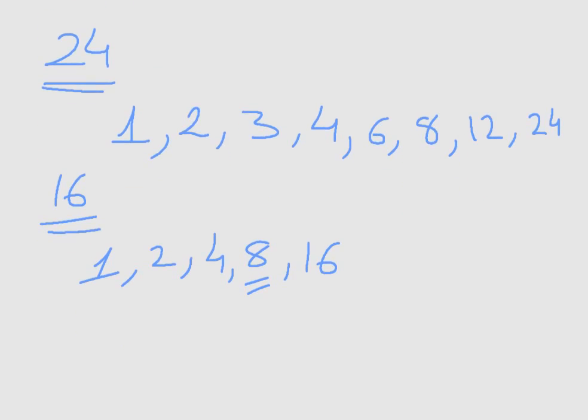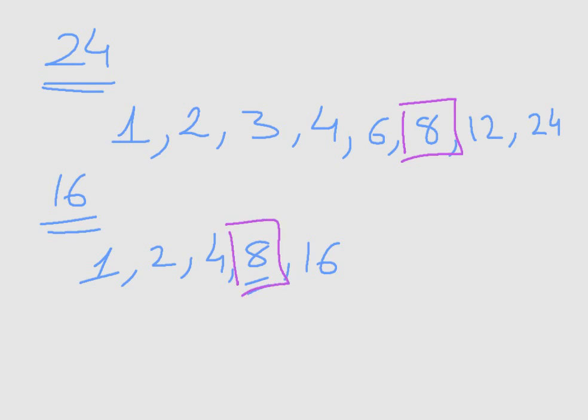We've now got both of the lists of all the factors of 24 and of 16. And so now it's just about comparing both of these lists and looking at the biggest number that they both have in common. Looking at the factors of 24 and of 16, we can see that the biggest factor that they have in common is 8.